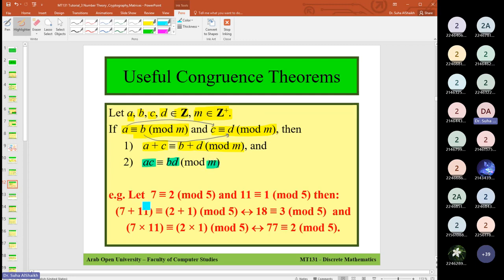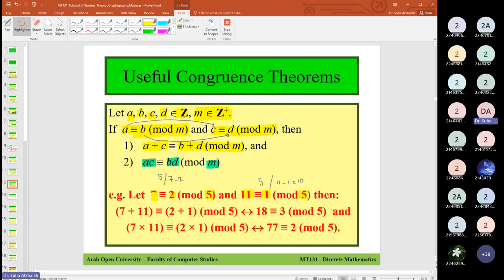And here they are showing you an example. We have 7 and 2 congruent modulo 5. Why? Because 5 divides the difference between 7 and 2. The difference between 7 and 2 is 5, and 5 divides 5. Also we have 11 is congruent to 1 modulo 5. Why? Because 5 divides the difference between 11 and 1. The difference is 10, and 5 does divide 10, so this is correct.